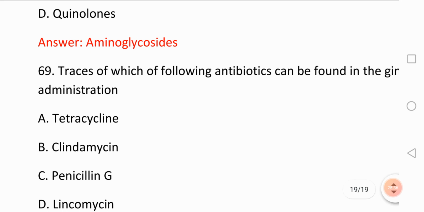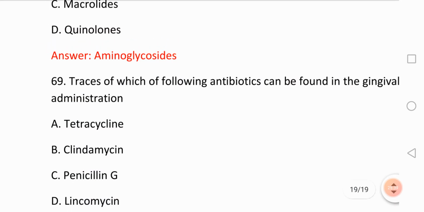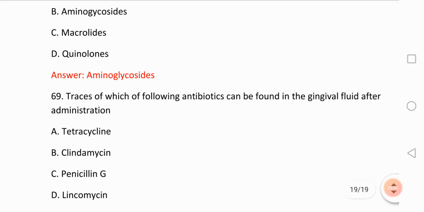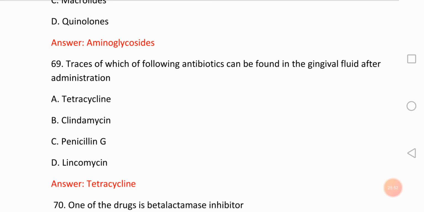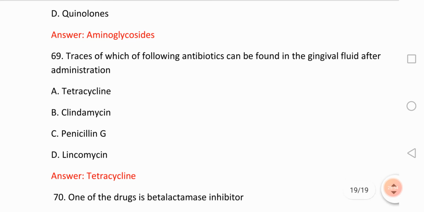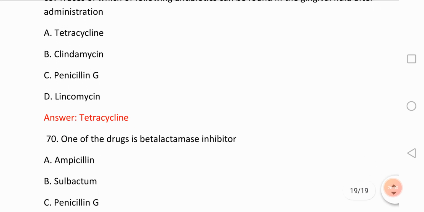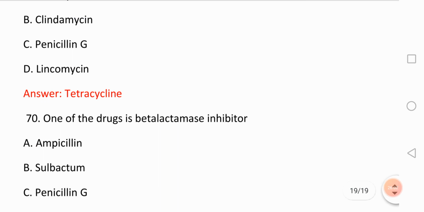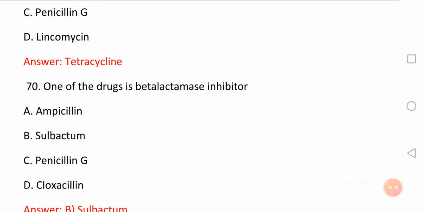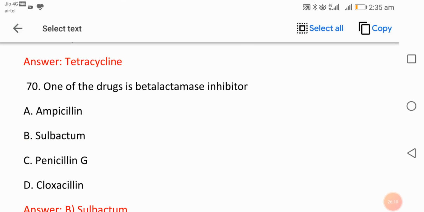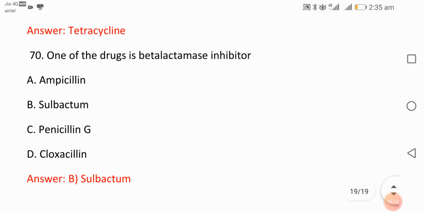69. Traces of which of the following antibiotics can be found in gingival fluid after administration? A part tetracycline, B clindamycin, C penicillin G, and D lincomycin. Of course, A part tetracycline, which is its unique feature, with 2 to 10 times more concentration in gingival fluid than in the serum. 70 question. One of our drugs is a beta lactamase inhibitor. A. ampicillin, B. sulbactam, C. penicillin G, D. cloxacillin, and the answer is B. sulbactam. Thank you very much.